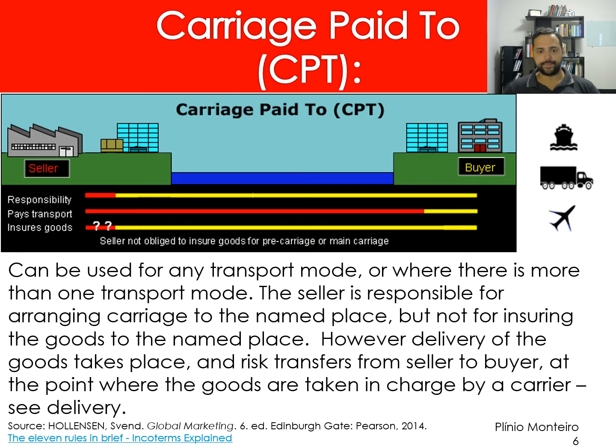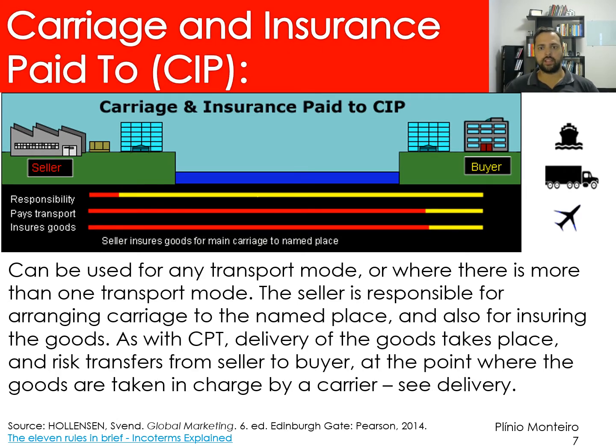In carriage and insurance paid to, the seller will be responsible for paying for the transport and also the insurance of the goods sold. But besides that, once the seller has delivered the product to the carrier, he will no longer be responsible. But of course, he will be responsible for paying for and arranging the insurance of the goods until the buyer receives it at a named place.